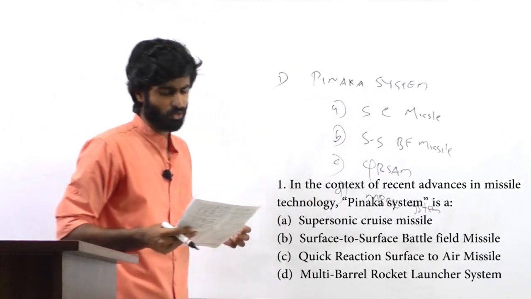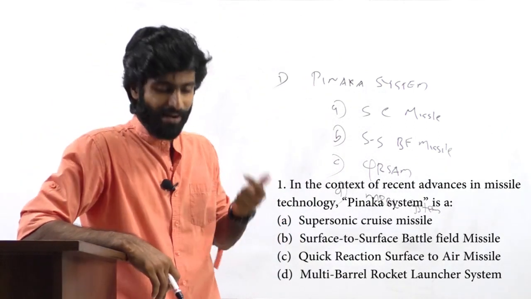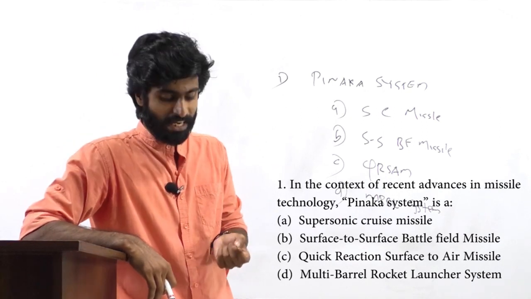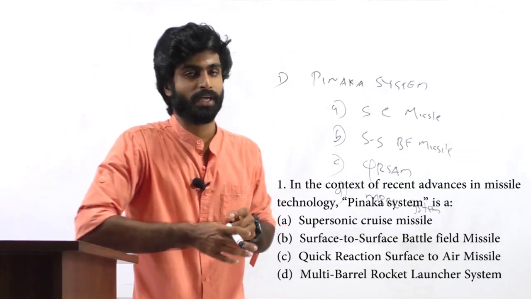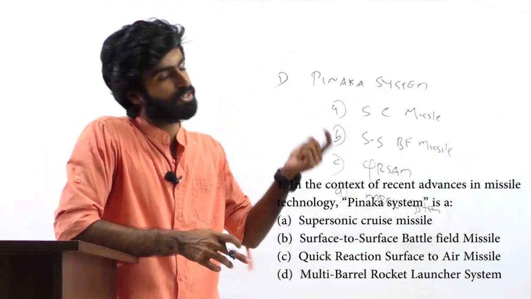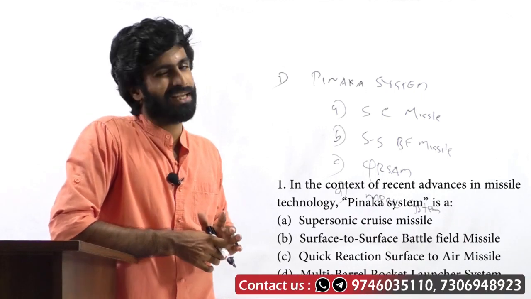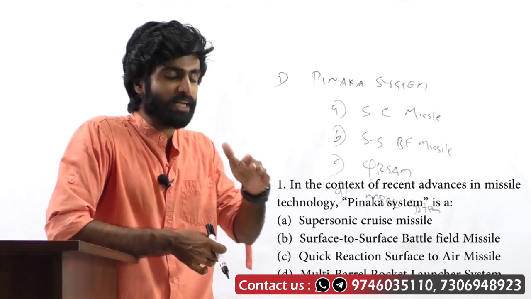This is a straight question from UPSC. It may seem like a straight factual question, and if you are a serious aspirant, you will definitely know the answer, as Pinaka is a multi-barrel rocket launcher system. It was there in the Republic Day parade and in the newspapers. And how can we use intelligent guessing in questions like this? That is what I am going to discuss.